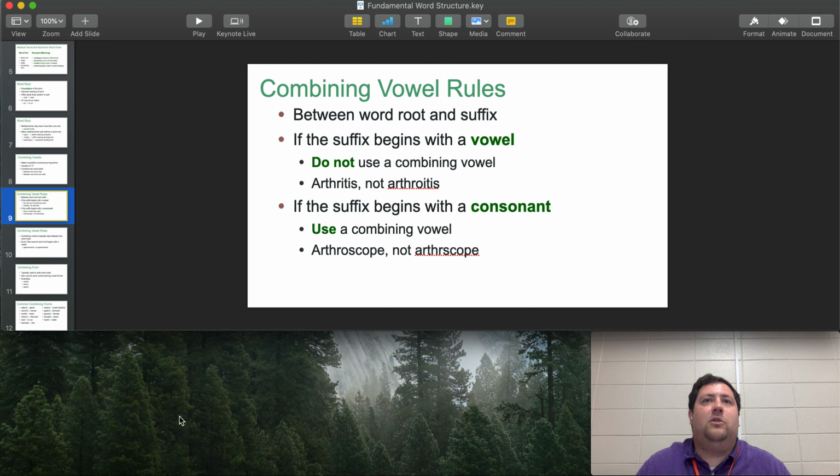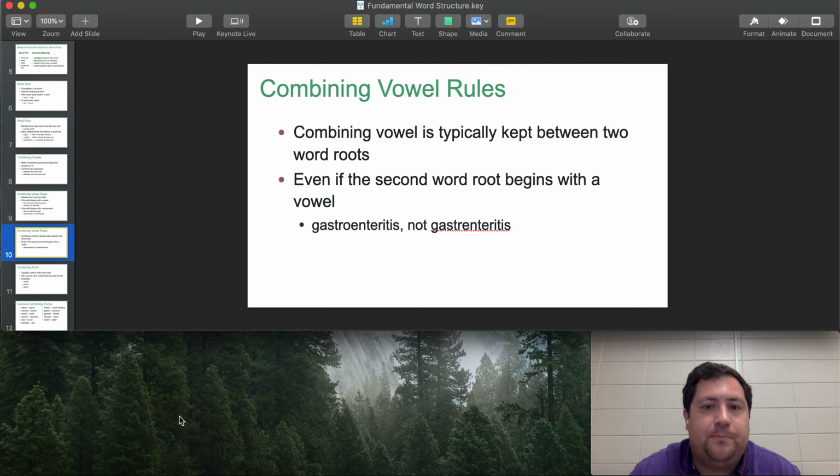So if you were to look inside of your joints to see what's going on when you have arthritis, you might use an arthroscope. You would have to put the O in there, because if you just said arthrscope and didn't have the O, that word doesn't even really make sense. And there's 1, 2, 3, 4, 5, 6 consonants in a row. That word doesn't really work. You have to make sure that you have a few vowels in there to make that word pronounceable.